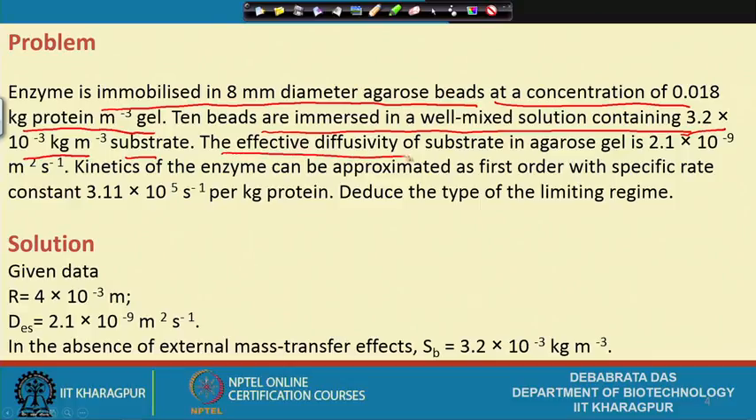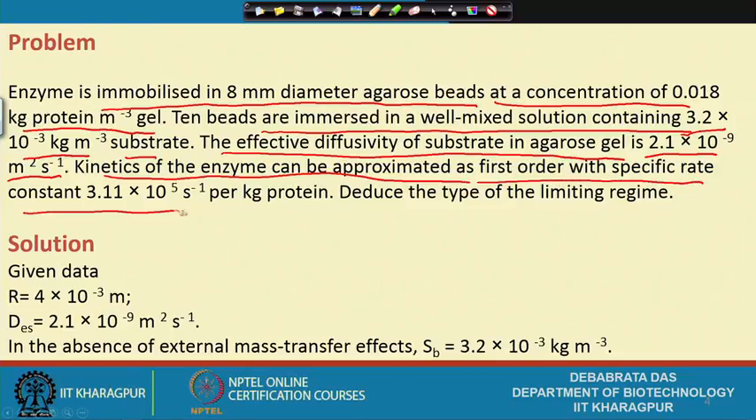The effective diffusivity of the substrate in agarose gel is 2.8 into 10 to the power minus 9 square meter per second. The kinetics of the enzyme can be approximated by first order with the specific rate constant of 3.11 into 10 to the power 5 second inverse per kg protein. Deduce the type of limiting region, whether it is a mass transfer limiting region or reaction rate controlling, that we shall have to find out from this particular data. Now, what is given here?